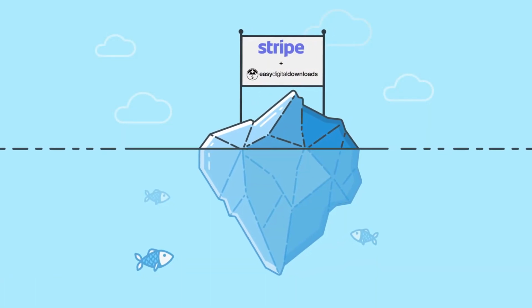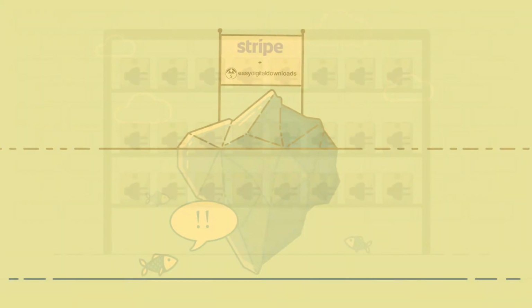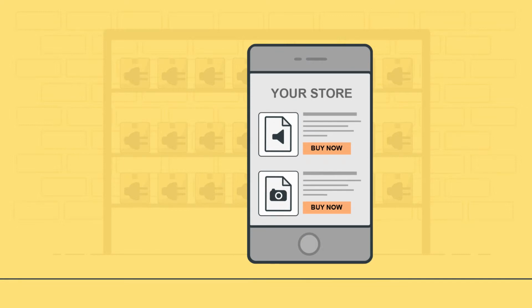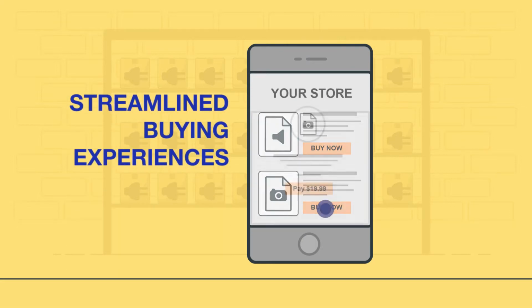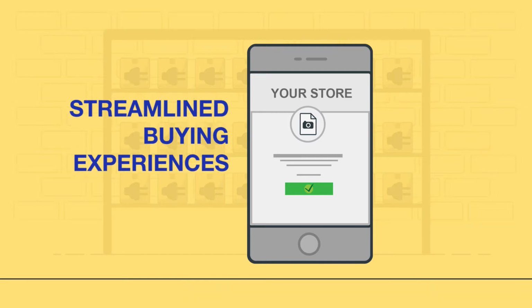But we're just scratching the surface. With the Stripe integration for Easy Digital Downloads, you'll be able to allow customers to bypass the shopping cart and buy one item fast using Buy Now buttons.